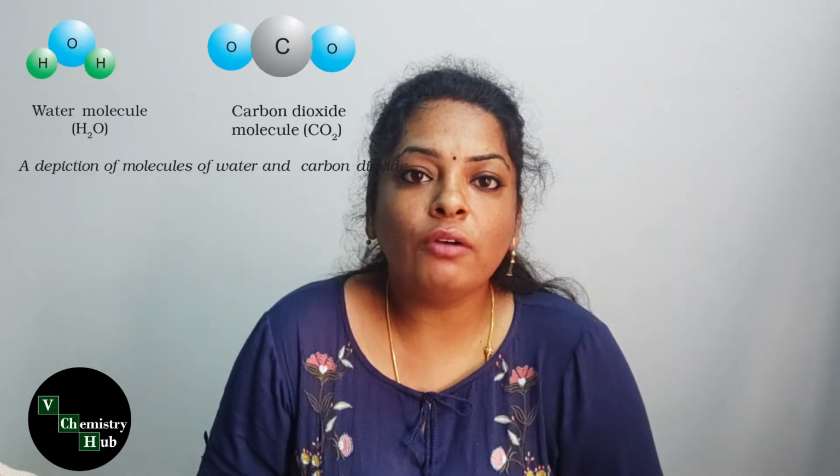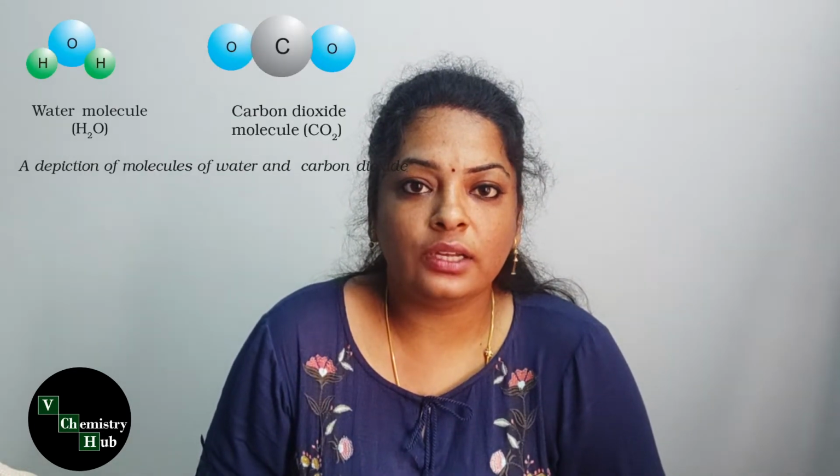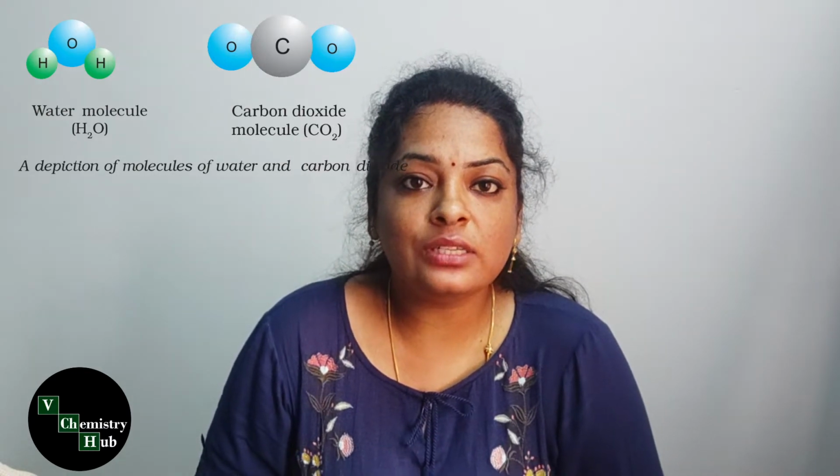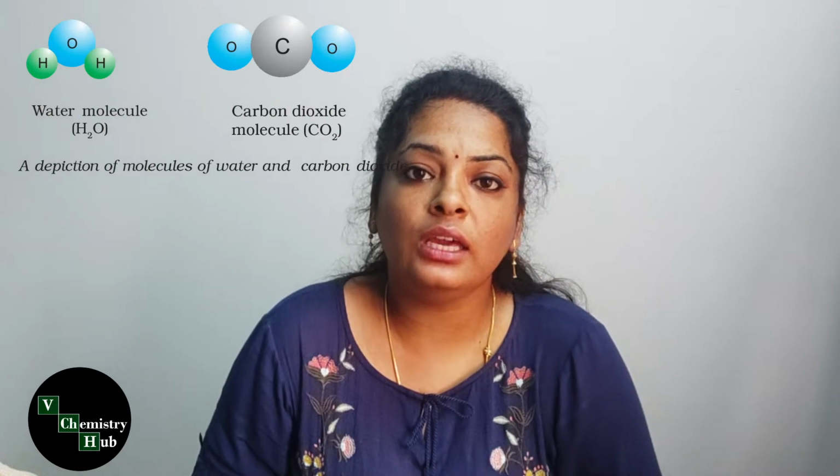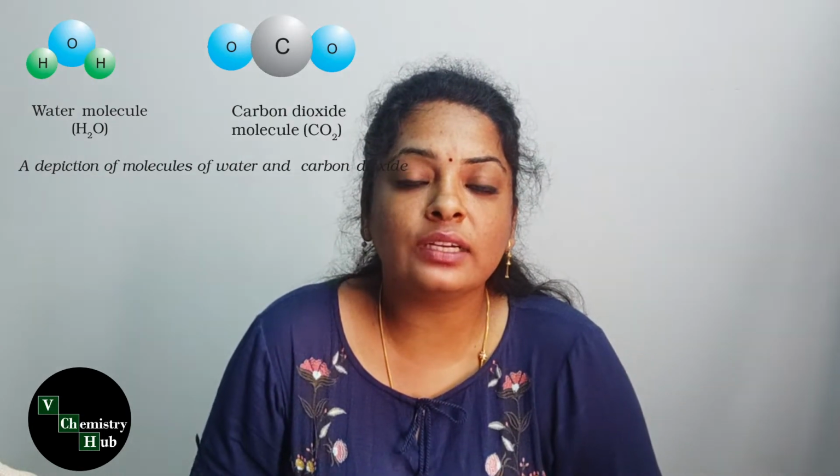Let us consider the molecule of water and carbon dioxide. A water molecule comprises two hydrogen atoms and one oxygen atom. Similarly, a molecule of carbon dioxide contains two oxygen atoms combined with one carbon atom. Thus, the atoms of different elements are present in a compound in a fixed and definite ratio, and this ratio is characteristic of a particular compound.